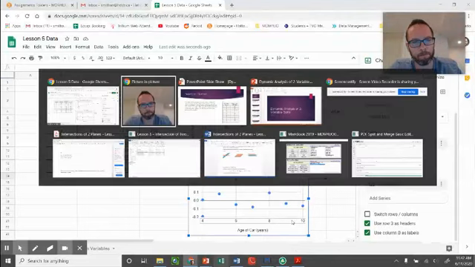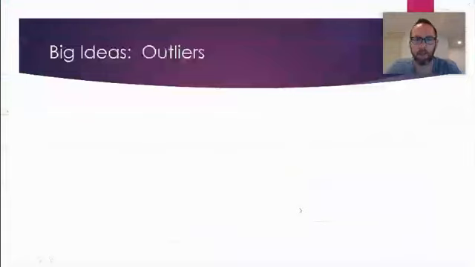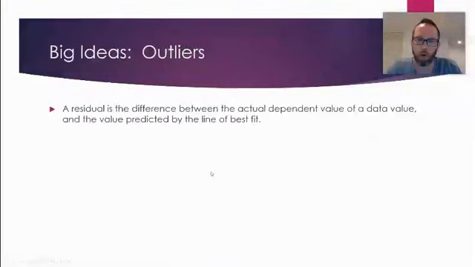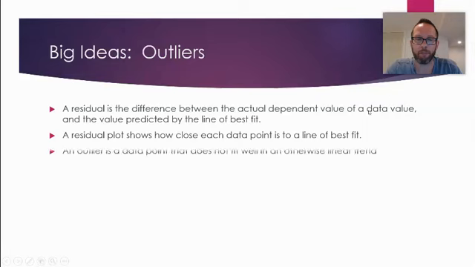So if I go back to our slide here, the big ideas are the following. A formal reminder of what a residual is: it's the difference between the actual dependent value and the value predicted by the line of best fit. And the new plot we learned today is how to draw a residual plot. It shows you how close each data point is to a line of best fit.